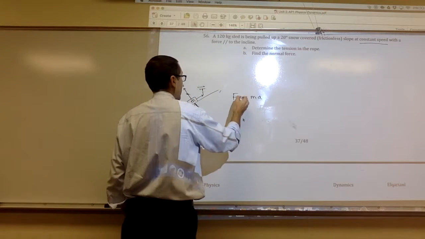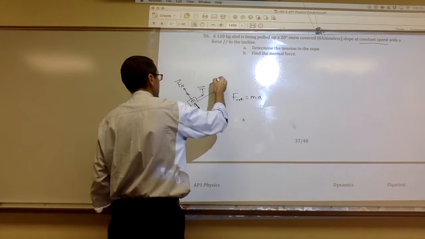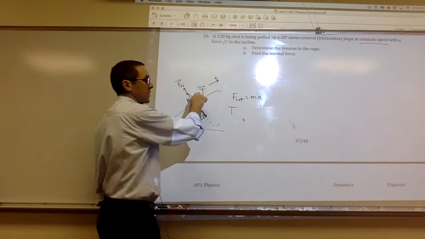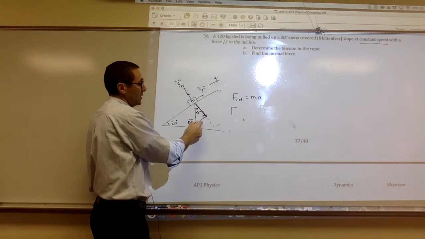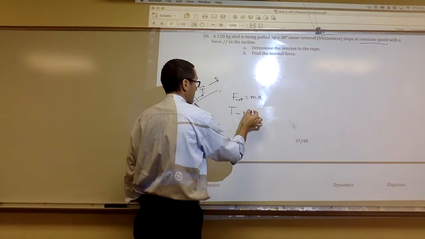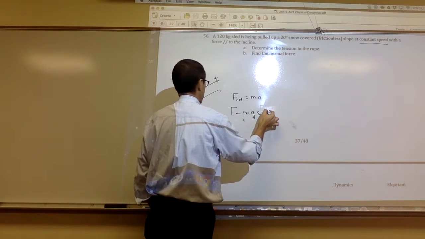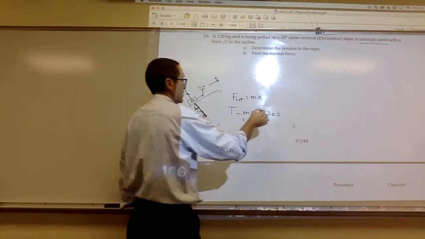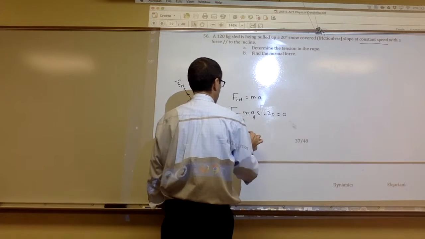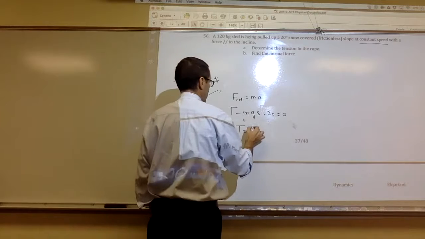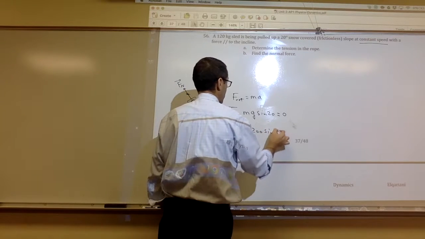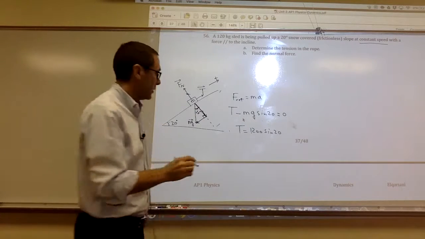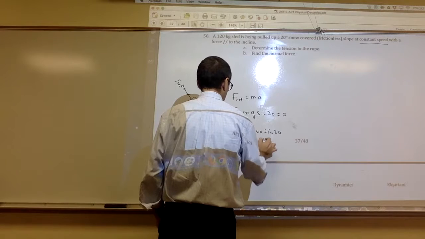So F net equals MA. Now, this time I'm going to look at up the ramp as positive because I'm moving up the ramp. So it looks like it's T, anything that's parallel to the ramp, minus this component of mg, which is mg sine of 20, equals ma. Now, they're telling me that we're going at a constant velocity, so this has to be 0. So your T would just be mg sine 20. So it would be 1200 sine of 20 degrees, and your answer should be 410.42 newtons.